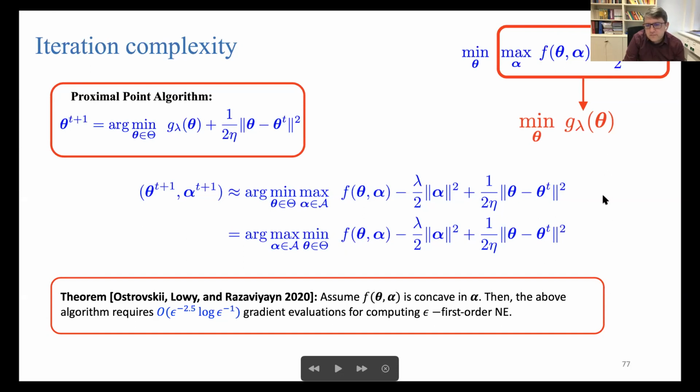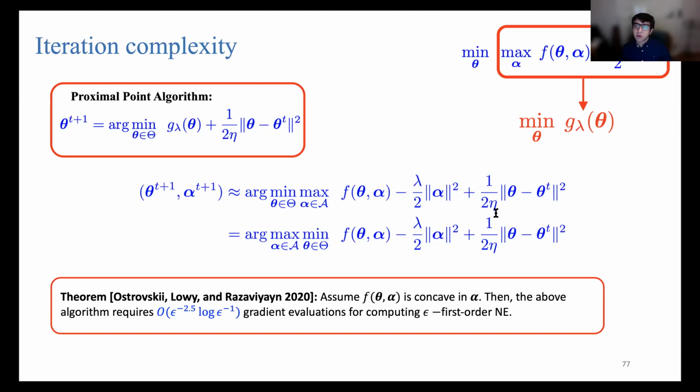I'm assuming that your function is concave in alpha. When your function is concave in alpha, adding a small regularization, even lambda which is small, makes it strongly concave in alpha. And when I apply the proximal point iteration, this one step of the algorithm is equivalent to solving this. If you choose your eta small enough, in particular inversely proportional to the Lipschitz constant of the gradient, this entire function becomes strongly convex in theta and strongly concave in alpha.